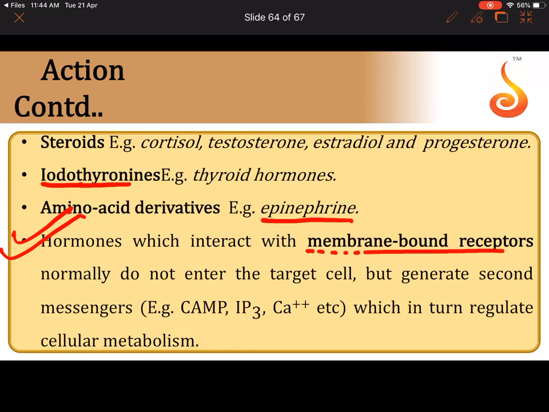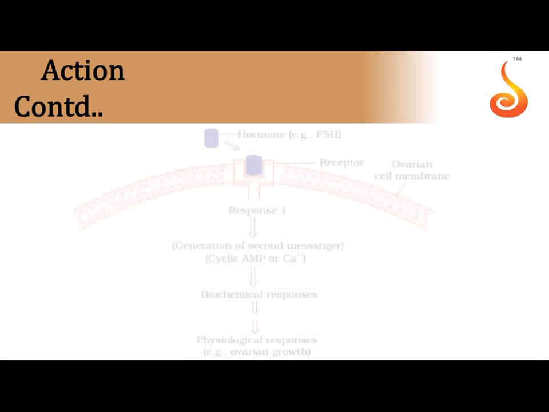Then when they bind to a membrane-bound receptor, they release certain chemical substances in the cytoplasm called cyclic AMP, inositol triphosphate, and calcium ions, which are referred to as second messengers. So once the hormone receptor complex is formed, these second messengers are activated, and they will do further action inside the cell. They will bring about certain changes in the biochemical pathway and physiological activities of the cell.